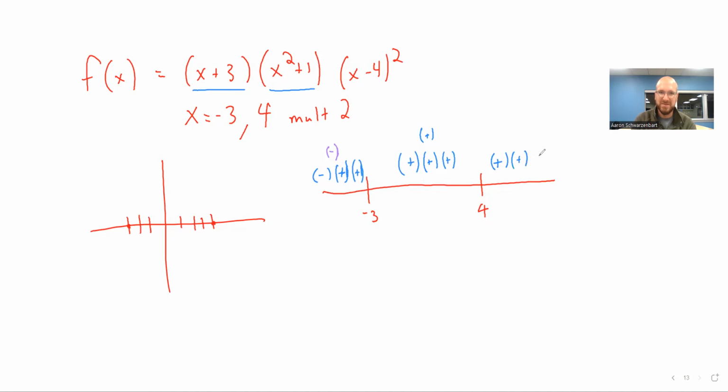5 plus 3 is positive. 5 squared plus 1 is positive. 5 minus 4 is positive. Telling me my function is going to look something like this. If you use a graphing calculator, you'll see there's a few more things here. But I can tell that my function is going to go through here and bounce off. I know it bounces off because of the multiplicity 2 at 4. You don't necessarily know from your graph what's happening here in the middle, but you know it's positive. And you can generate this graph without the graphing calculator from using a sign plot.